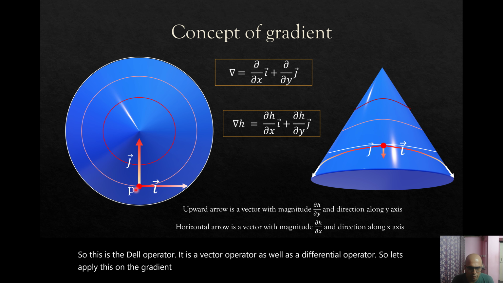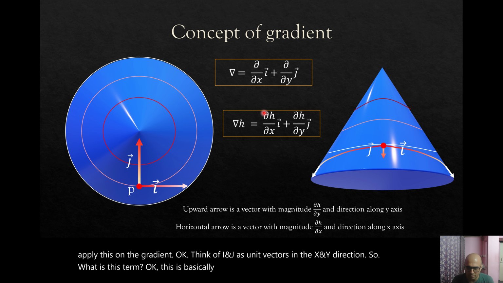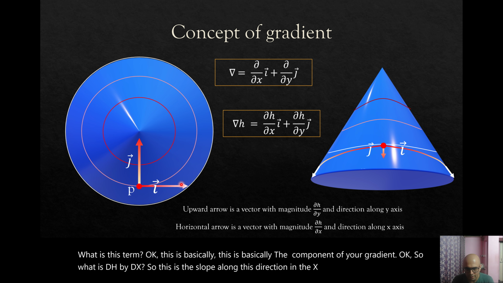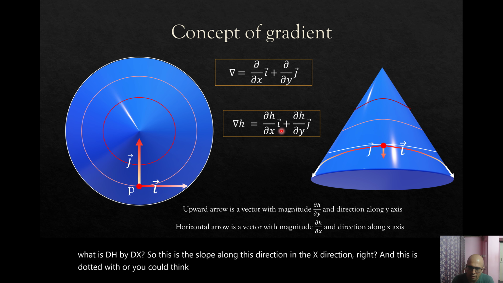Think of i and j as unit vectors in the x and y direction. So what is this term? This is basically the x component of your gradient. What is dh by dx? This is the slope along the x direction. This has a direction, and this directional component is i, the unit vector in the x direction.